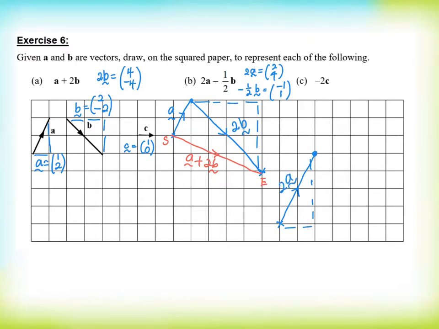And now I want a vector negative half B, that is 1 unit to the left and 1 unit up. So this one over here, this is negative half of B. And I start at this point and over here, and I'll join it to. So this vector will now be 2A minus half B.